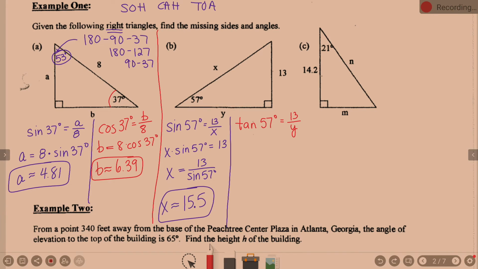Did you guys follow okay how to manipulate the equation? If it's 13 divided by y, I'm going to multiply by y. So y times the tangent of 57 degrees is going to equal 13. If it's y times the tangent, I'm going to divide by tangent. So 13 divided by tangent of 57 degrees.